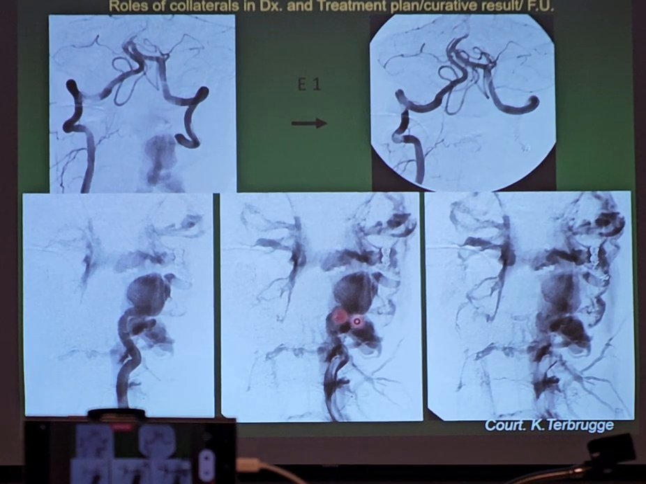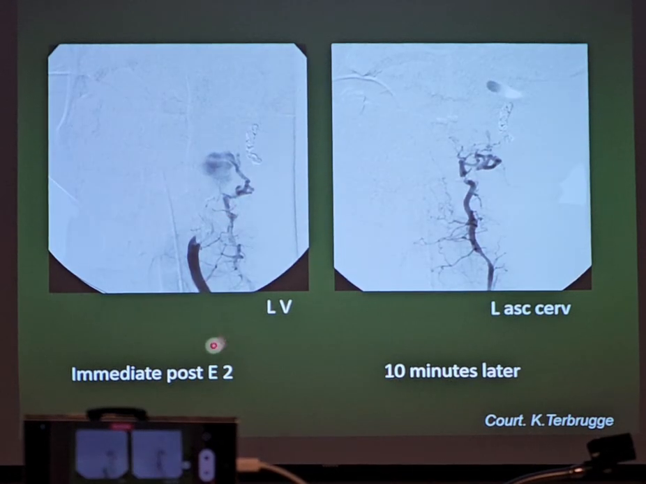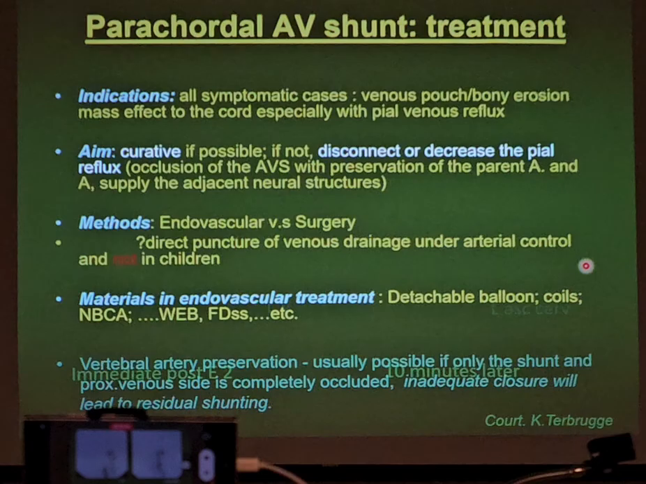Next slide, to be careful, from Carl. One, the collaterals help you to see exactly the fistula. And remember, the second one, after treatment, you need to go back and check if there is something left to be treated via all the collaterals. Okay, in some situations you will see the thrombosis, but if it persists after 10 to 20 minutes of waiting, you need to try to find a way to finish the job.